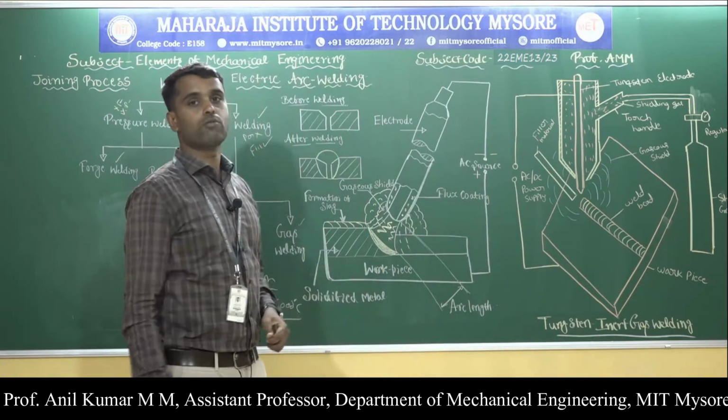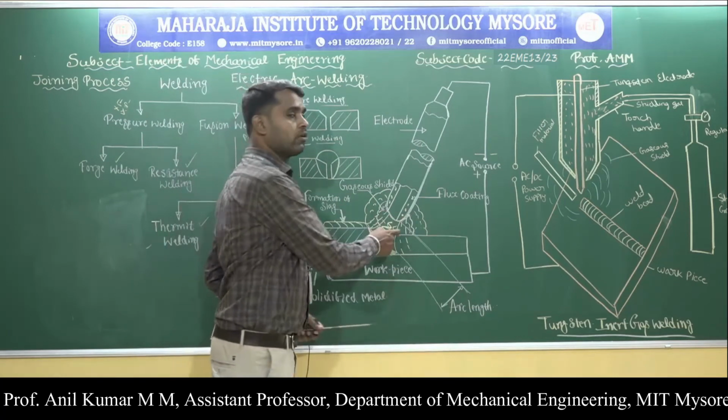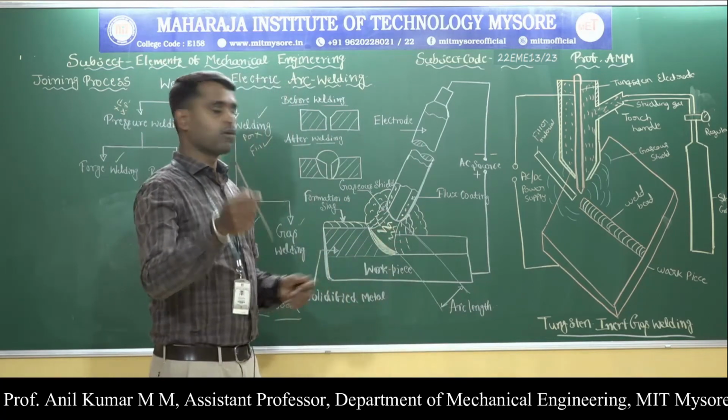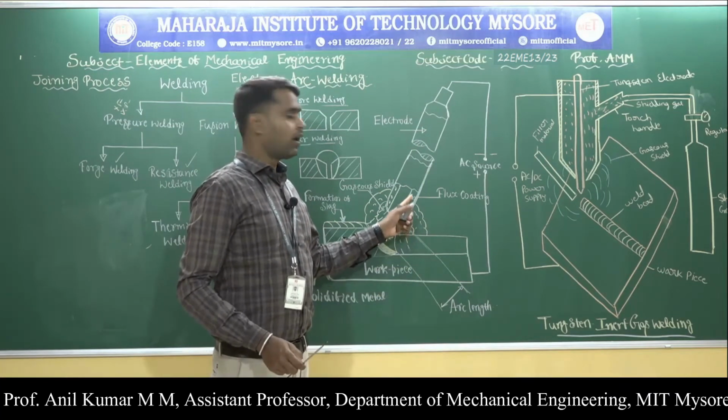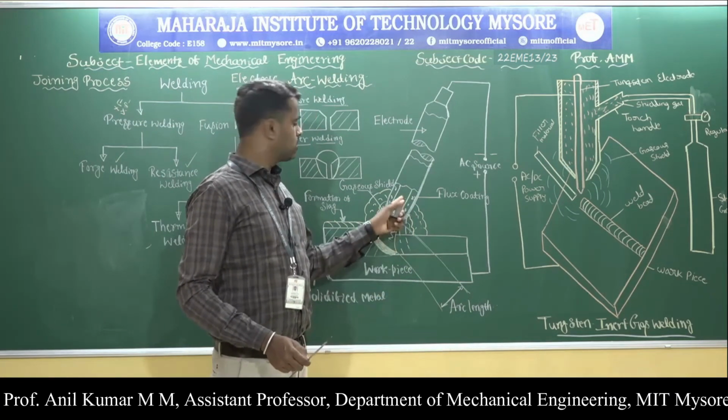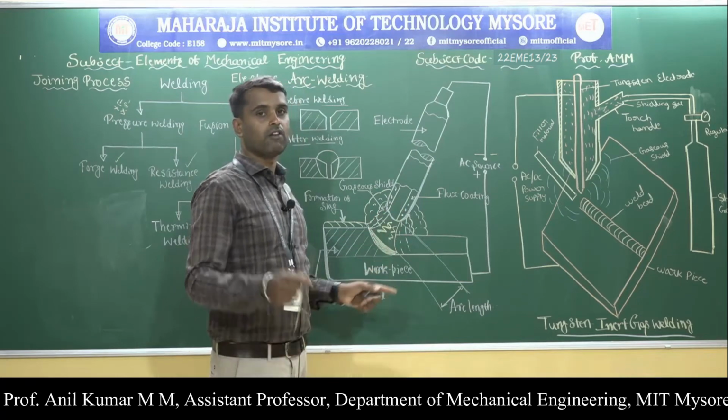Okay, here we are using the consumable electrode. The electrode is consumed during the welding. The electrode is also melted because this electrode is made of the same material as the base metal. The electrode is melted, and the workpiece edges are also melted. This molten electrode combines with the workpiece metal and forms the joint.